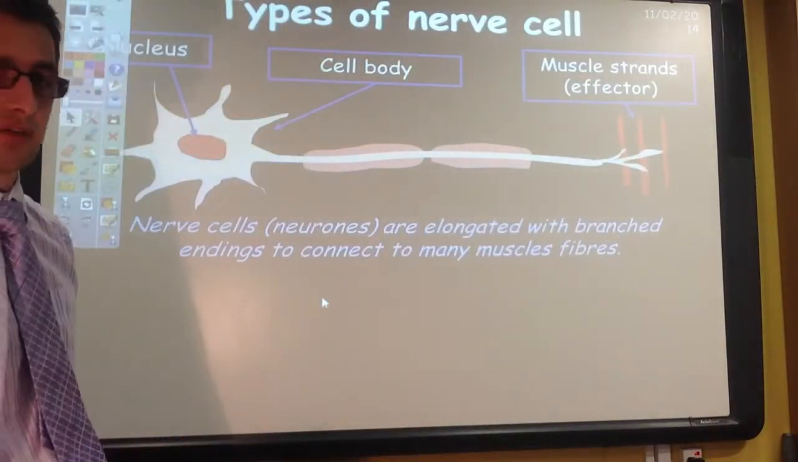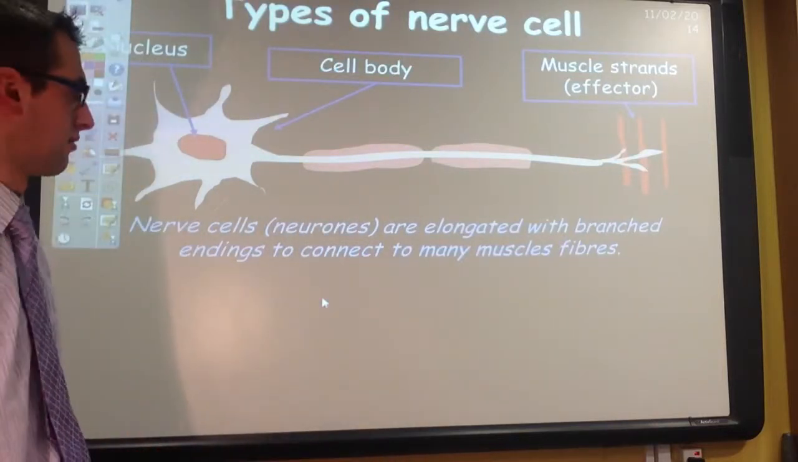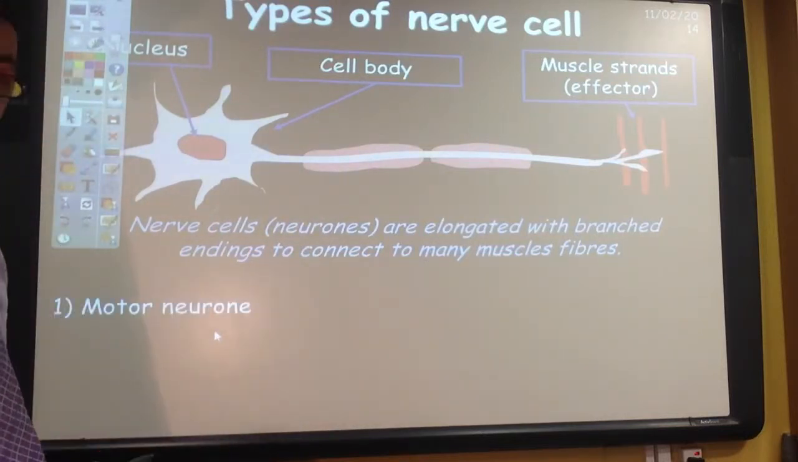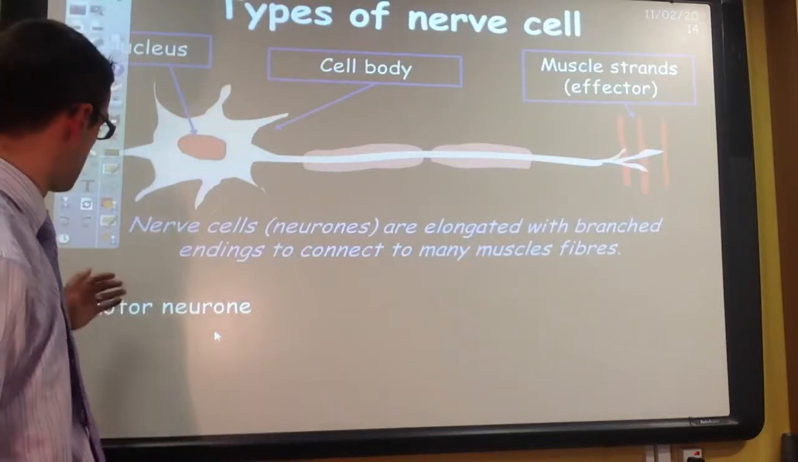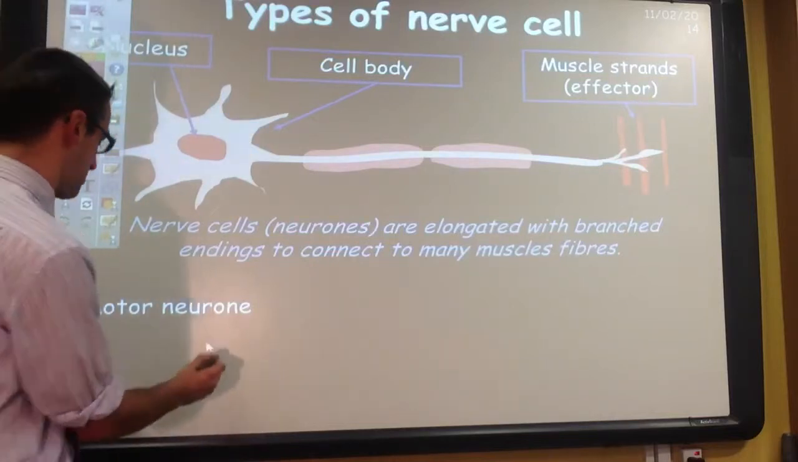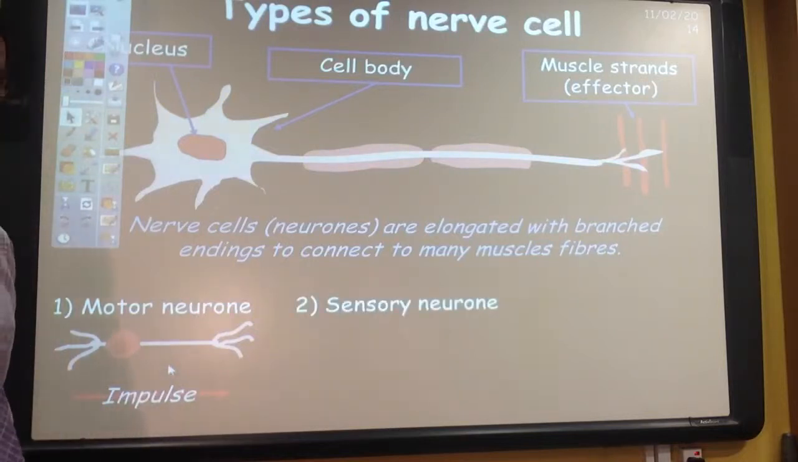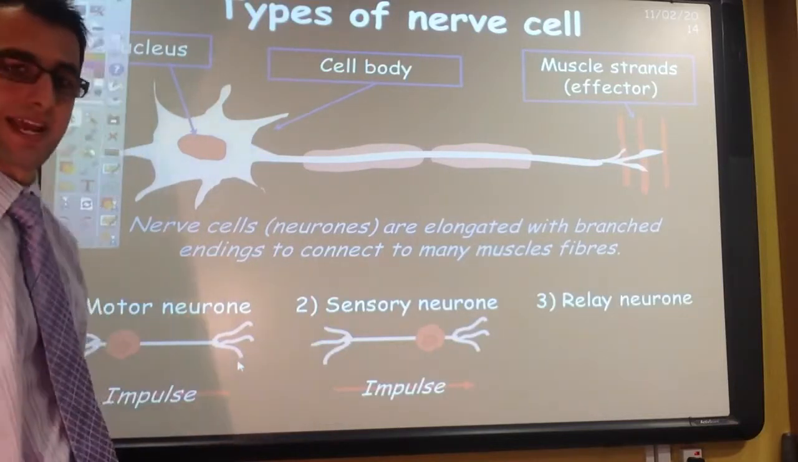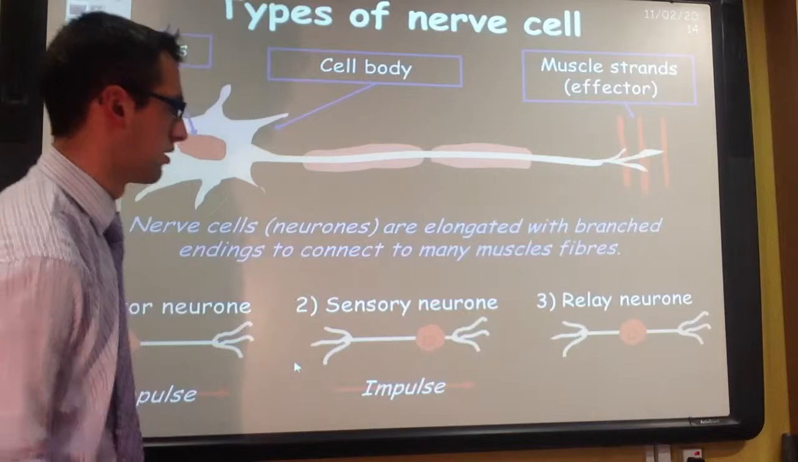So a nerve cell is also known as a neuron, and it's basically an elongated cell, making it much, much longer. And this particular one connects onto a muscle. There are three main types. Those that cause movement, motor skills, are called motor neurons. Those that do the detecting are sensory neurons, because they do sensing. And those that connect the two together, only ever found in the CNS, brain and spinal cord, are relay neurons.